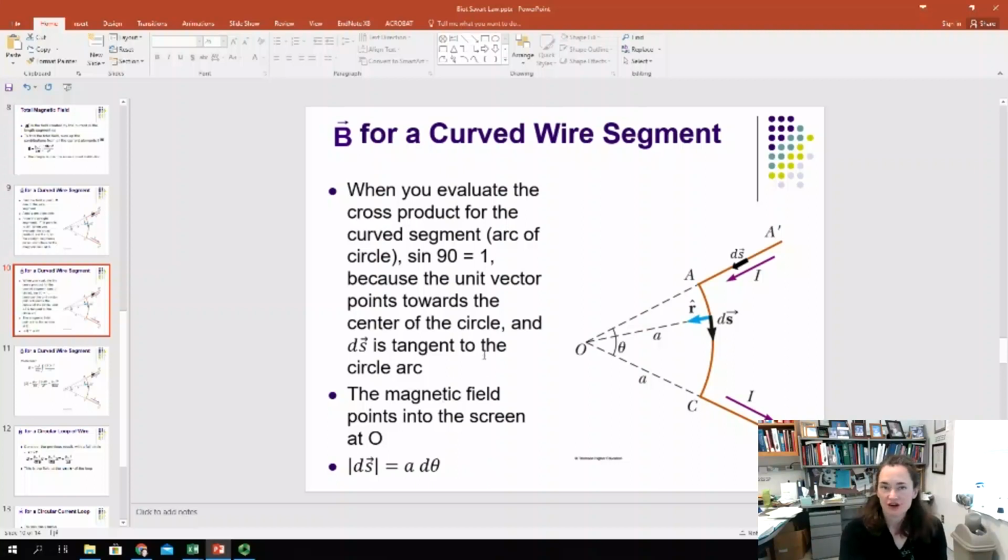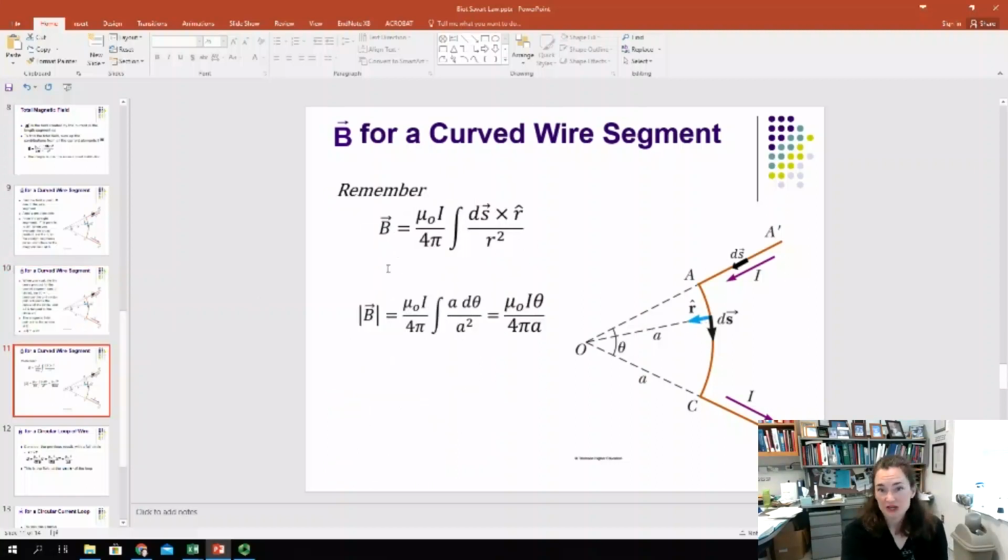Now we just have to figure out the magnitude of the sine of the angle in between r hat and ds. Well, since r hat points radially inward always, and ds points tangent to that circle, then the radial vector and the tangent vector are always going to have a 90-degree angle in between them. And so that means that the sine of the angle is the sine of 90 degrees, which gives us 1. Okay?